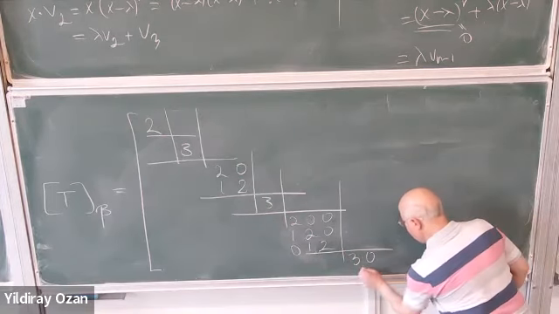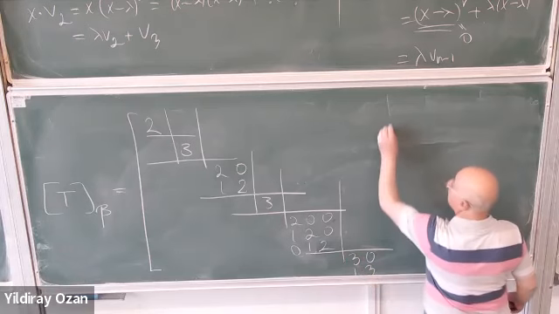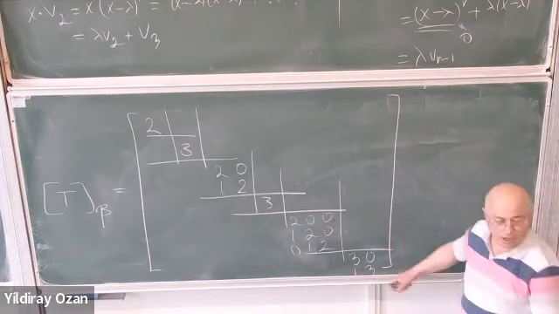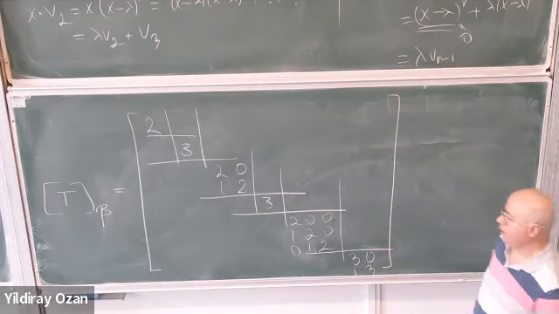Three, 0, 1, 3. And all other entries are 0. Okay?